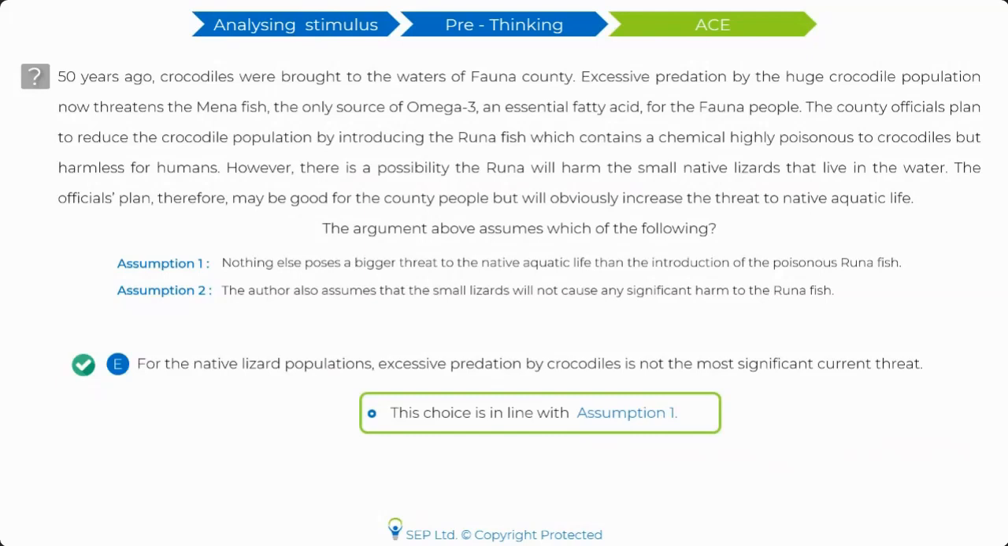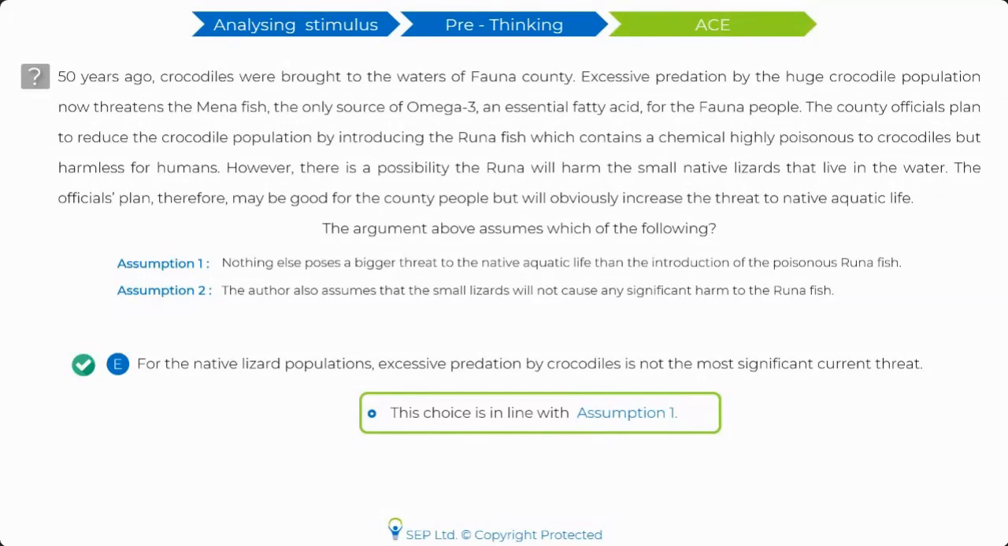So Ryan, you're talking about which choice? Runa and crocs are both equal threats to the lizards. Okay. So equal threats is not given. Most significant current threat. So clearly there is a difference in the kind of threat that is produced. So Saksham, are you clear about C? Debojit, are you clear about A? Madhukar, is it clear to you now? Are you guys clear with all the explanations now, all of you?